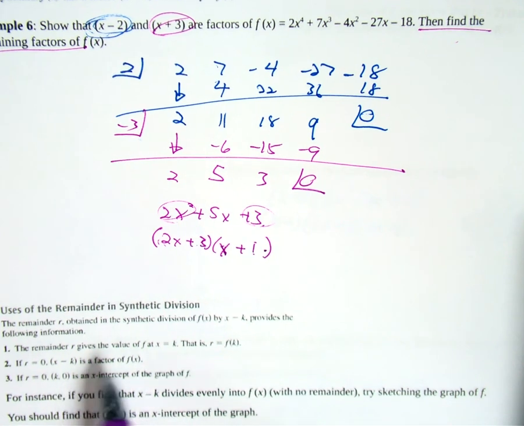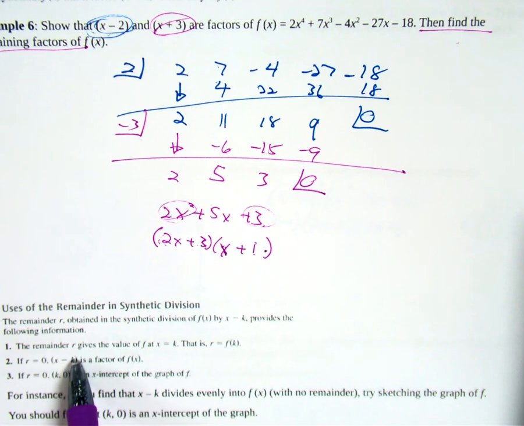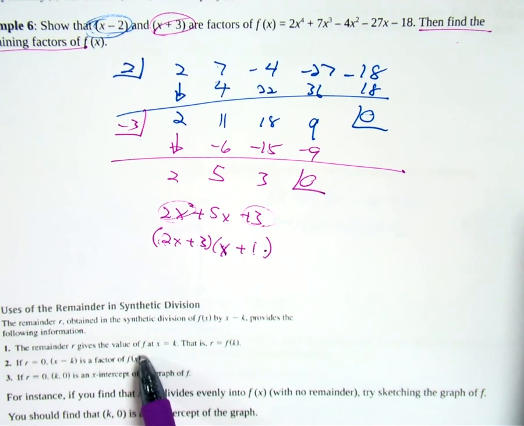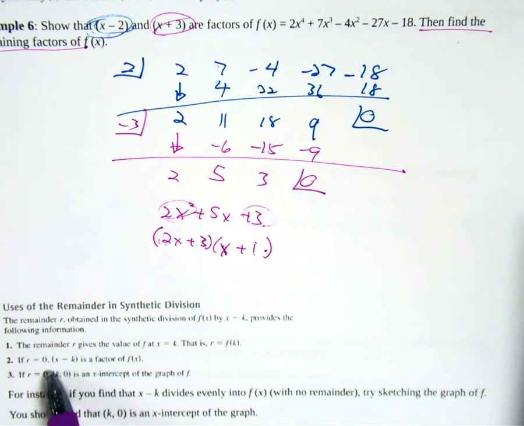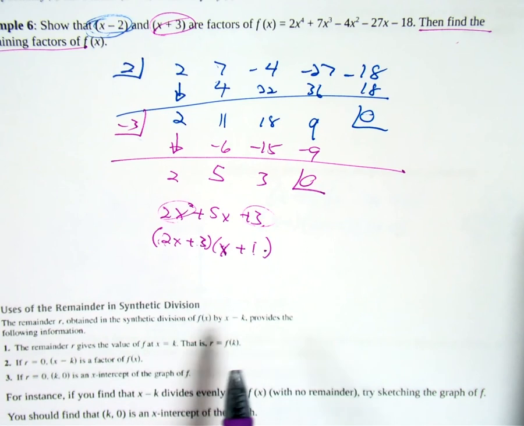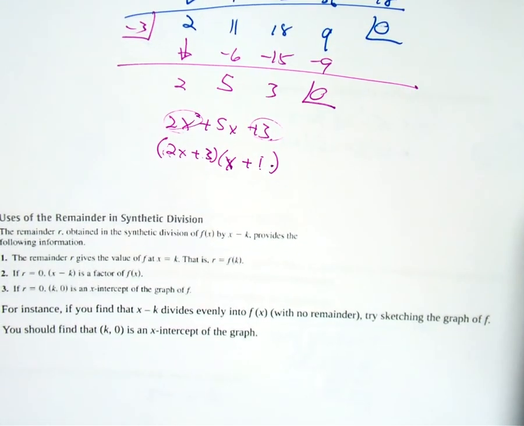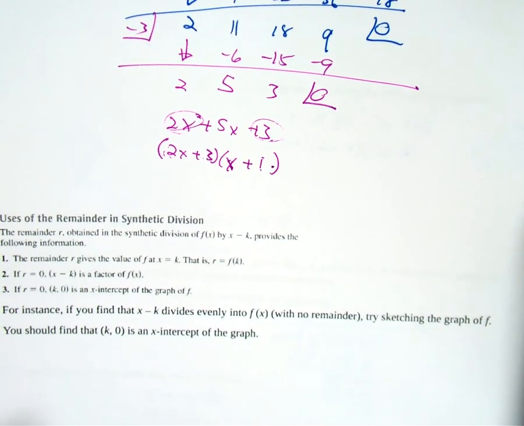So, the remainder, r, gives the function value of f at x. If it equals 0, that is a factor, which is an x-intercept of the graph. So which can help you with your sketching, which is what this whole thing was about. So we're mainly concerned with, can you find the zeros there? That's what the main concern is for today.